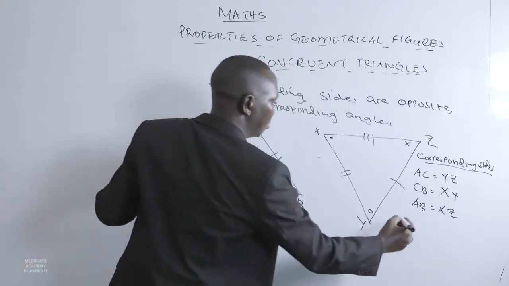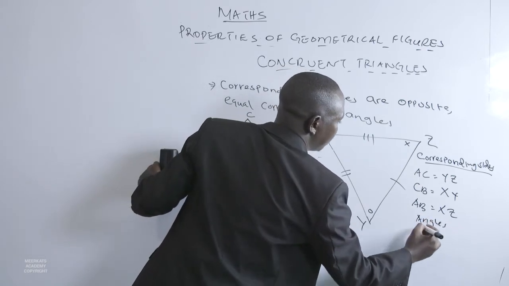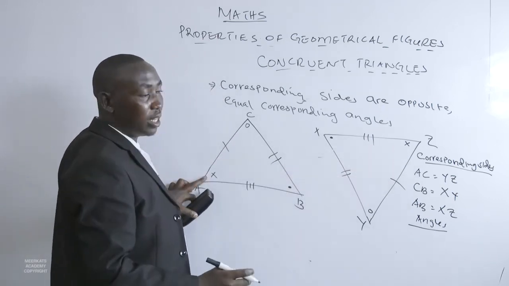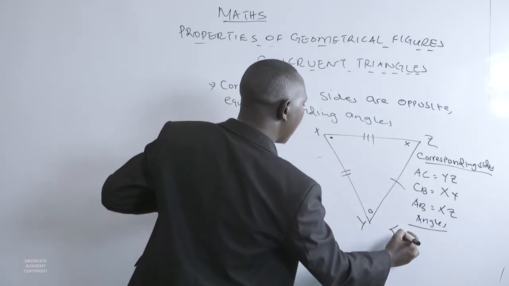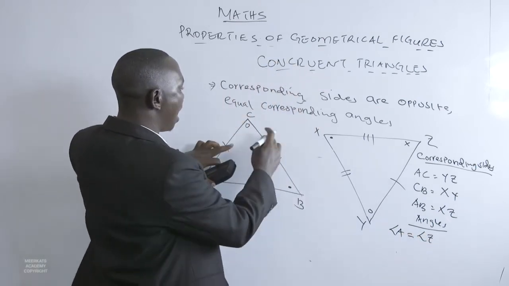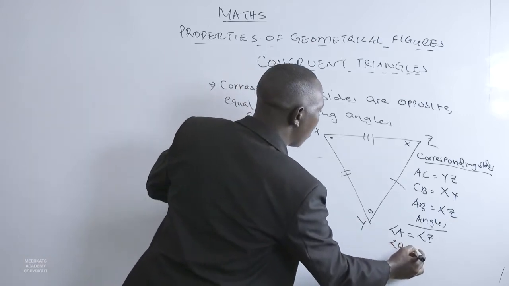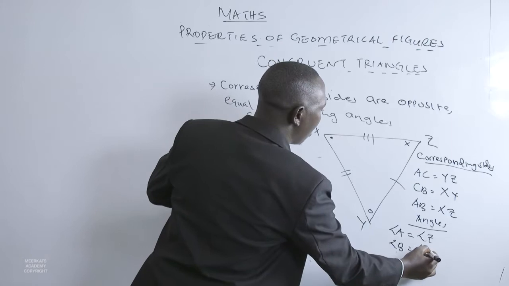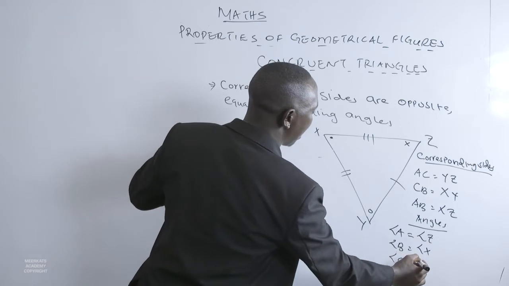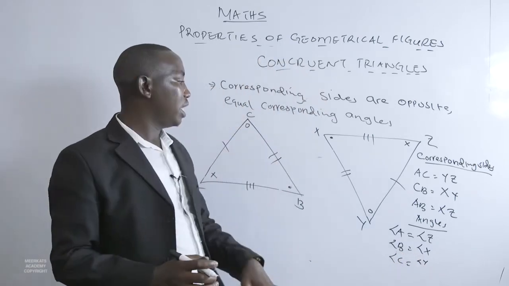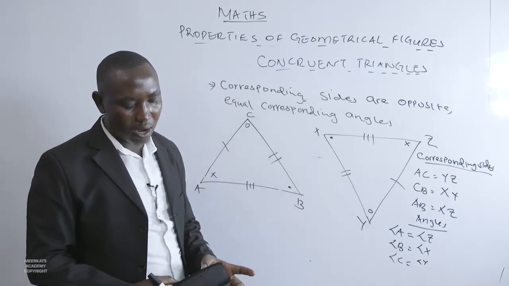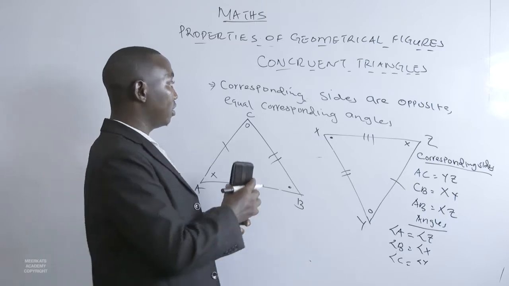What about the angles? You can see this one is marked the same as that one. So this tells us that angle A corresponds to angle Z. Angle B, where there is a dot, corresponds to angle X. And finally, angle C will correspond to angle Y. So this is something I wanted to mention before we look at the tests for concurrency in triangles.